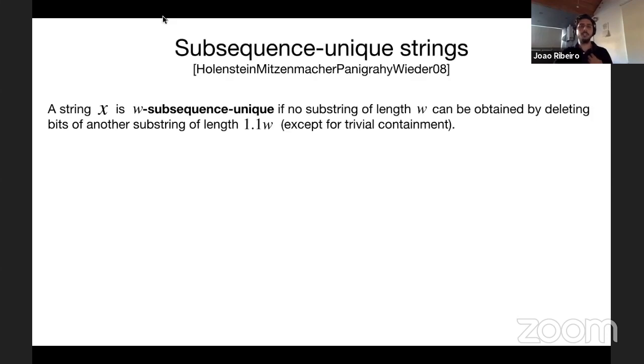Okay, so we're going to start chronologically with our work. Our starting point is what's called subsequence-unique strings, which were introduced by Holenstein et al. Intuitively, a string is subsequence-unique if, when you look at any small substring, you don't see it as a subsequence of any other small substring, except for trivial cases.